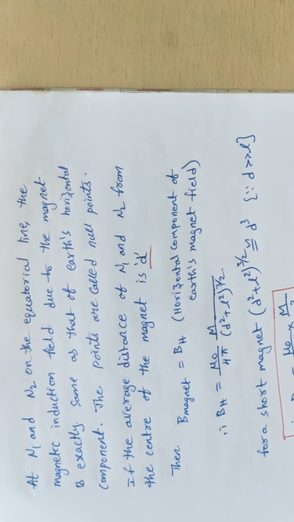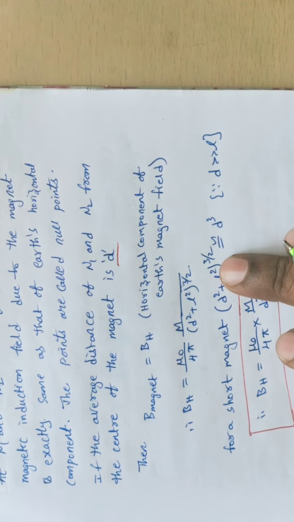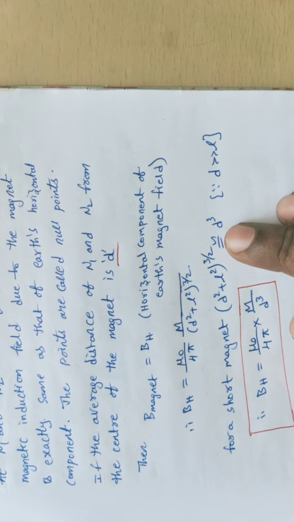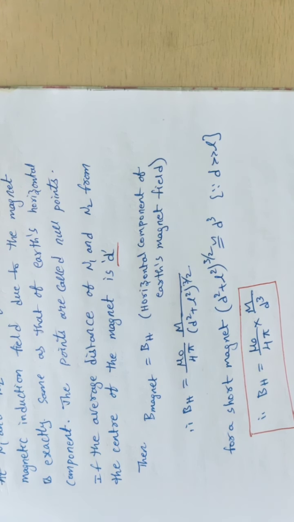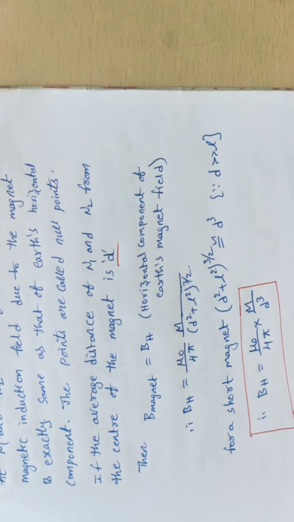But if we take a short magnet or small magnet, then (d square plus l square) whole power 3 by 2 is approximately taken as d cube, since d is very much greater than l. Therefore BH is equal to mu naught by 4 pi into capital M divided by d cube. This is the one equation we will get. Okay students, these values are very important for solving problems in objective exams only. On this concept we are unable to frame questions at PU level.